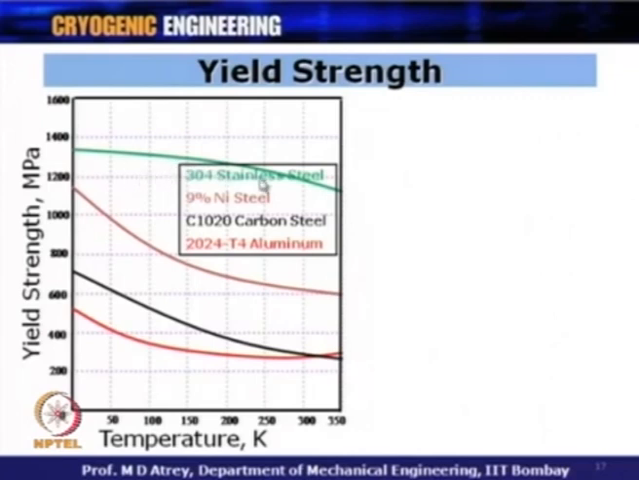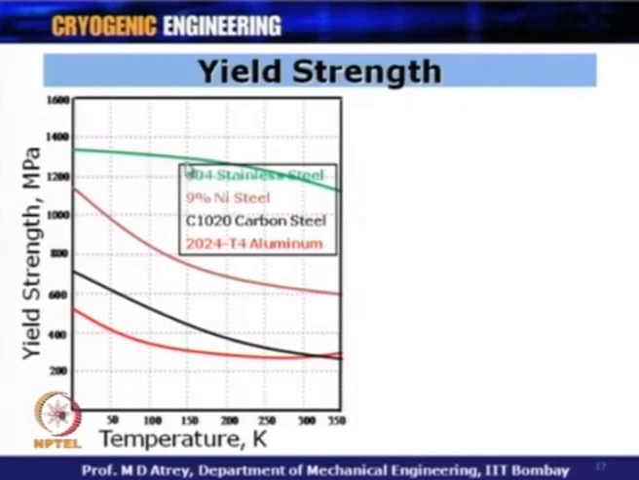What you can see, I have shown different curves here, they are meant for different materials. For example, this curve is meant for 304 stainless steel, SS304. The second curve is 9% nickel steel. The third curve is carbon steel CT1020, and then we have an aluminum alloy. All these materials are shown in this legend in the order of decreasing strength value.